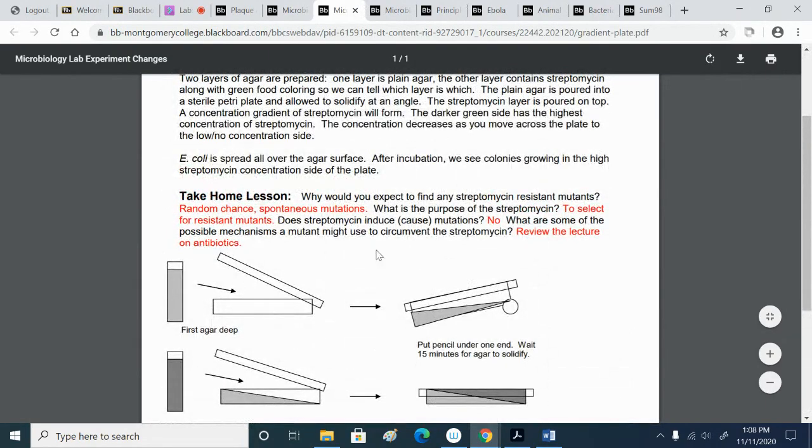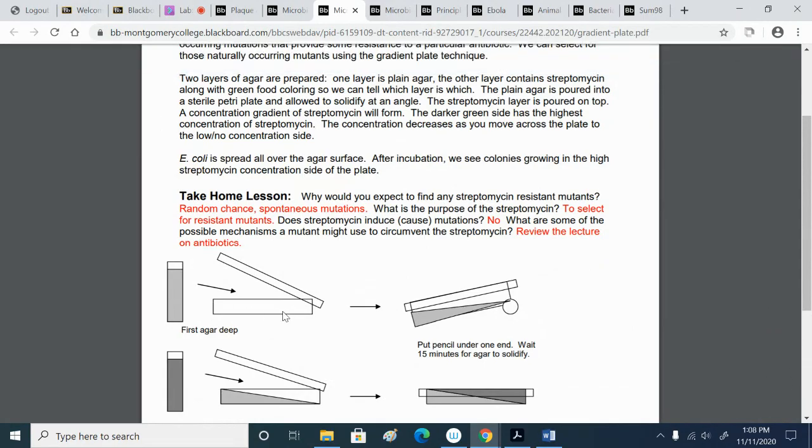Each group would have gotten 1 sterile petri dish. Then you take one of the melted agar deeps in the water bath, and you pour that into the sterile petri dish, put the lid on, and then put a pencil under one edge of the dish. The idea is that the agar will cool and solidify at an angle. So when you take the pencil out from under, you have agar at an angle like we see here.